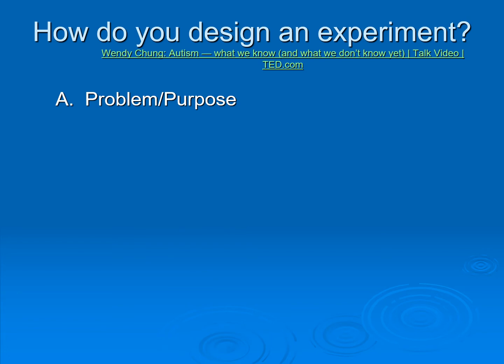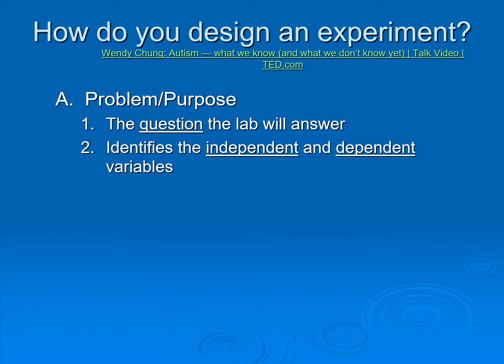So the first part of designing an experiment is finding the problem and the purpose, depending on what type of experiment. So what is the problem? What are we trying to define? What are we trying to do? Okay, this is the question that the lab will answer, and it has to identify the independent and dependent variables.